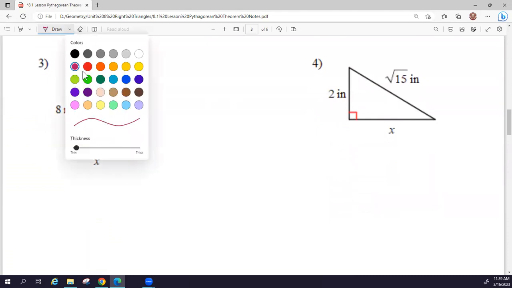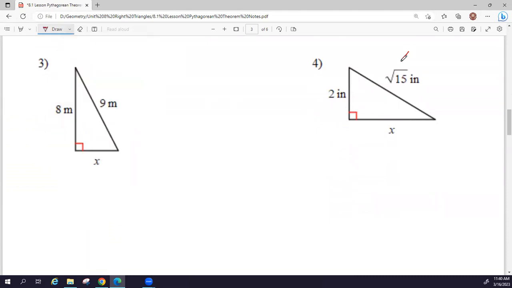I'm going to do one more, I think. And I'm going to choose one that has a square root in it. I have a right triangle. I'm looking to figure out one side length, and I know the other two. So I can use the Pythagorean theorem. I'm going to figure out that this side, that's square root of 15, is my hypotenuse. So we're going to label it as C. And then we can label these as A and B. It doesn't matter which way you label them.